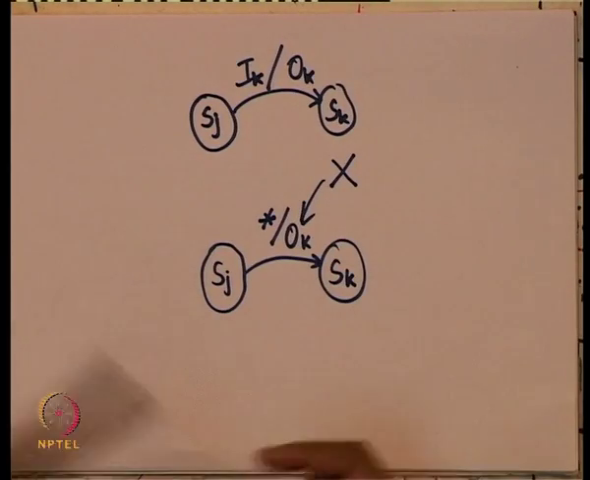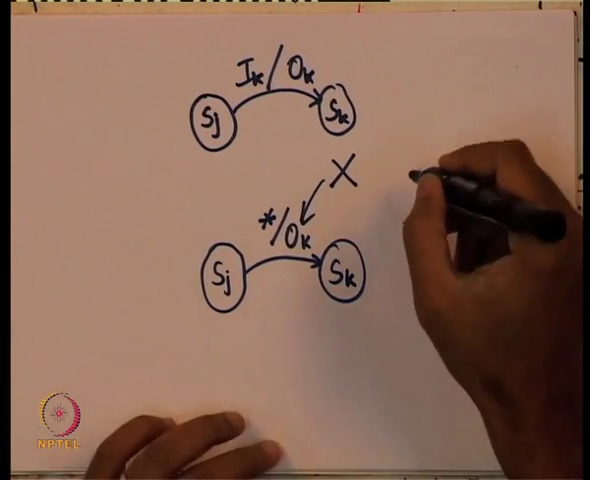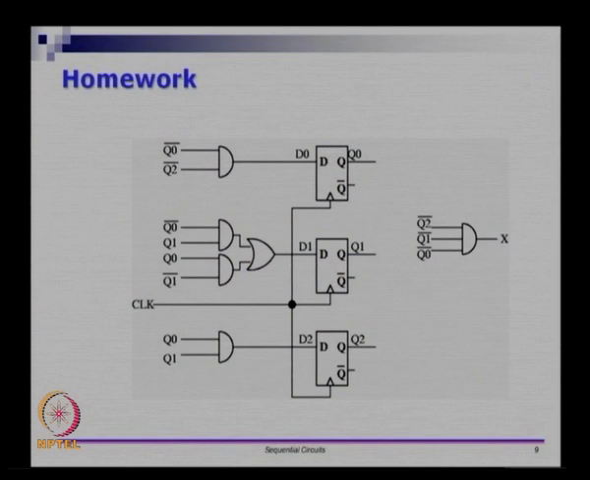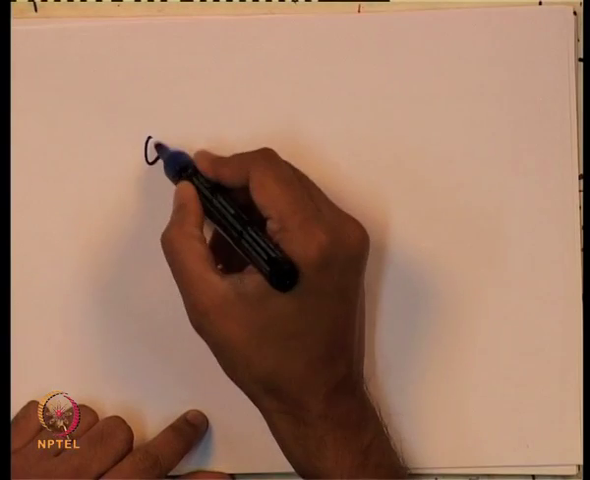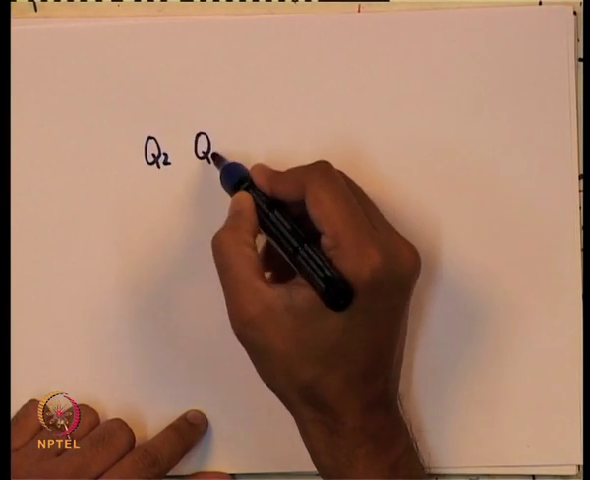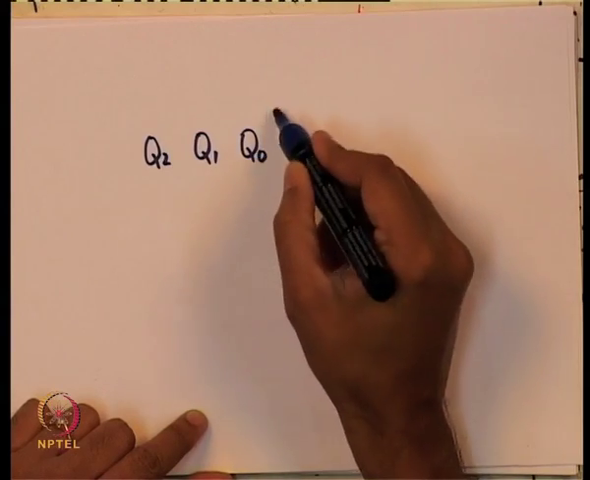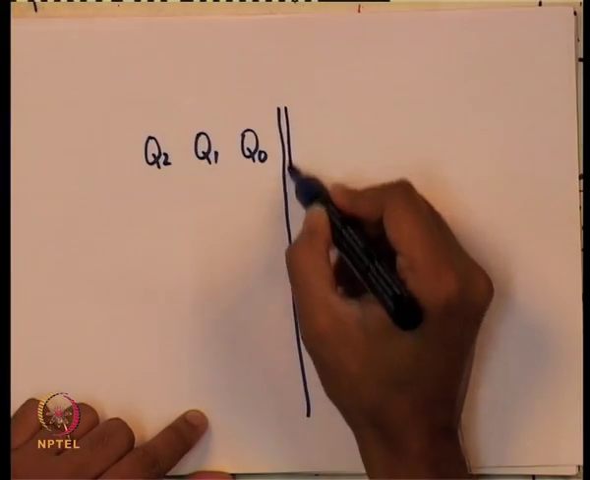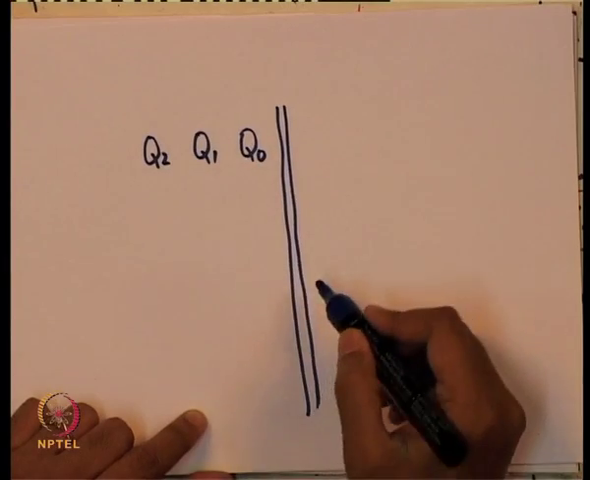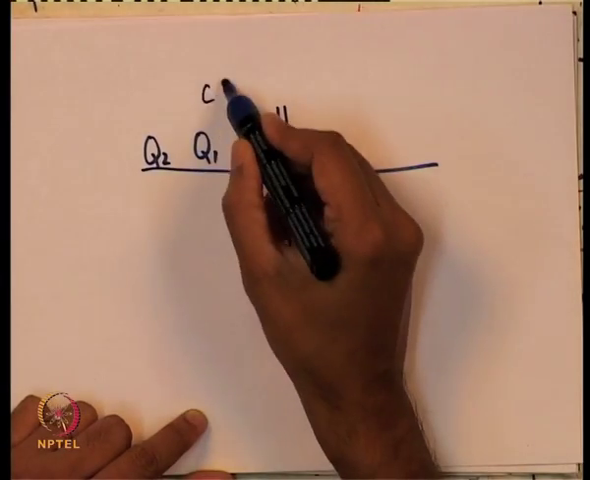So what I want you to do is draw a table of this form. So let us see what you should be drawing. I want you to draw a table like this, if the current inputs are Q2, Q1, Q0, and you should figure out how many combinations there are. So this is for the current state.